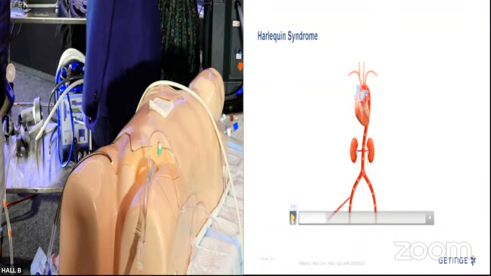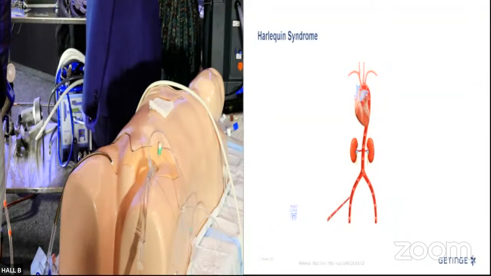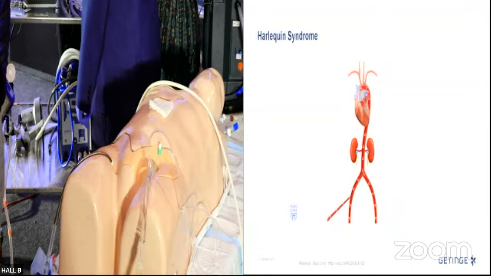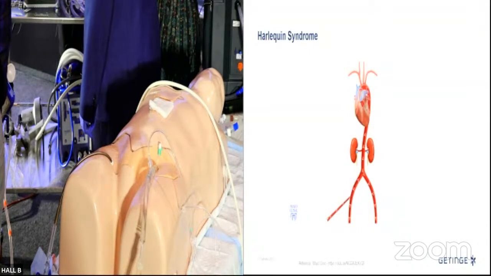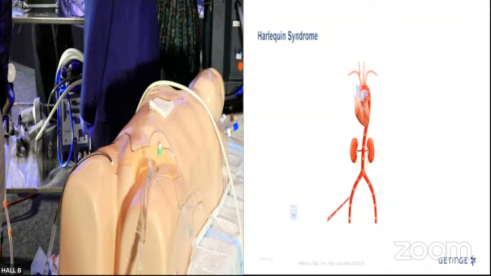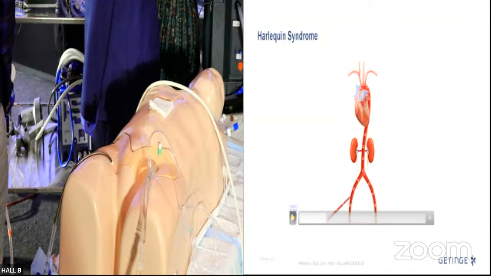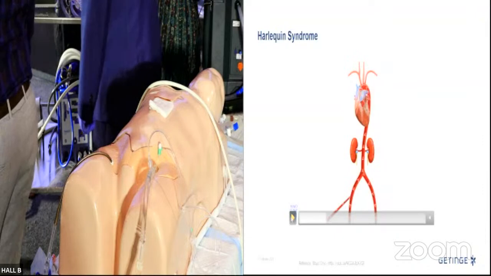What is the first branch of the aorta? Yeah, the coronaries are the first branch of the aorta. They are going to receive impure blood, so the heart recovery will be delayed.